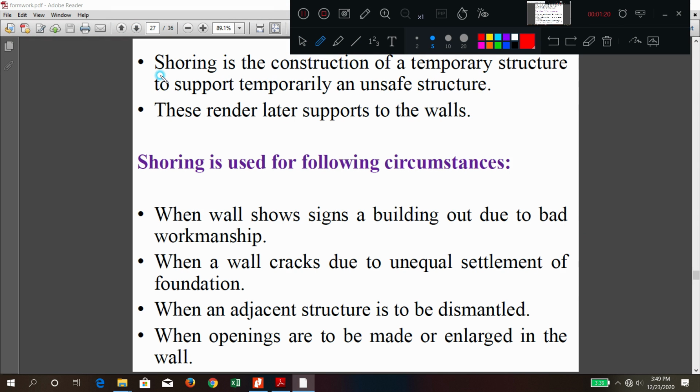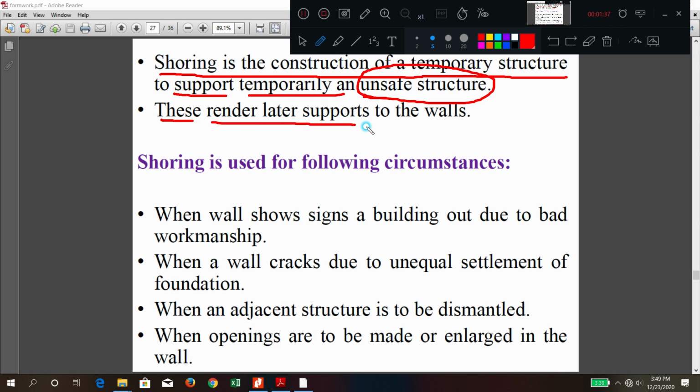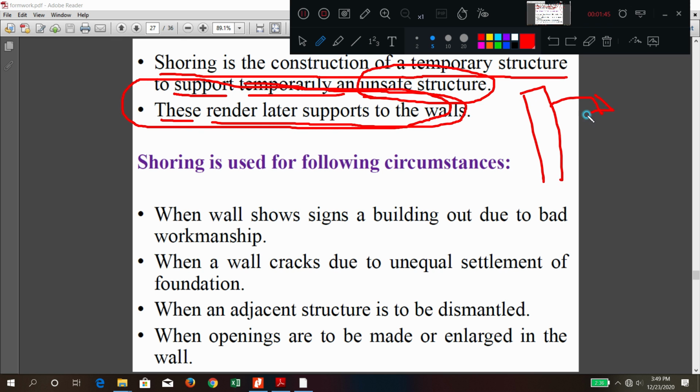So shoring is the construction of a temporary structure to support an unsafe structure temporarily. Which is unsafe? That wall is falling. To make it safe, it is supported. It also renders lateral support to the walls later on. If some structure is falling on this side, to stop it you are giving supports in this direction. This is called shoring works.